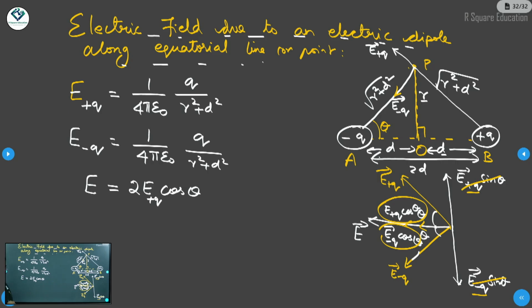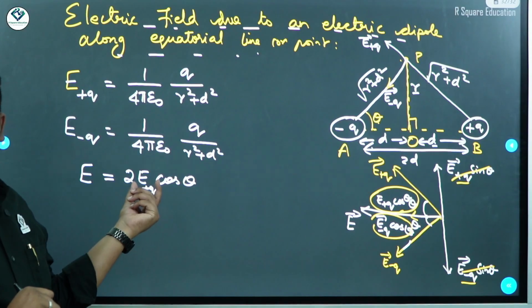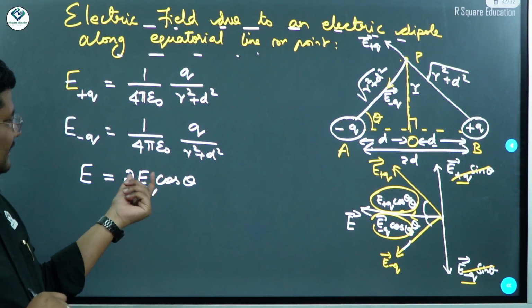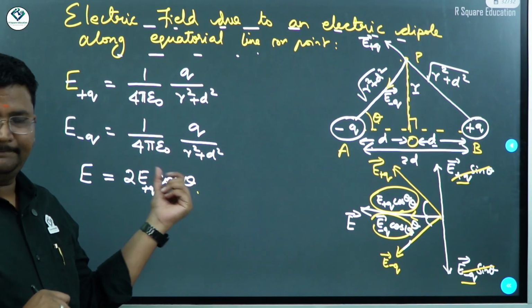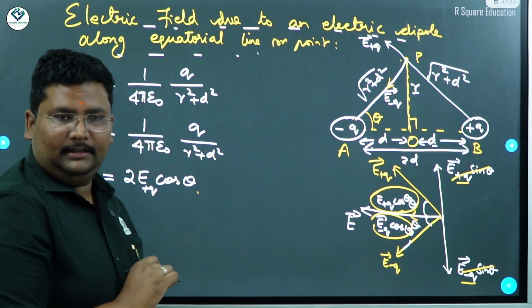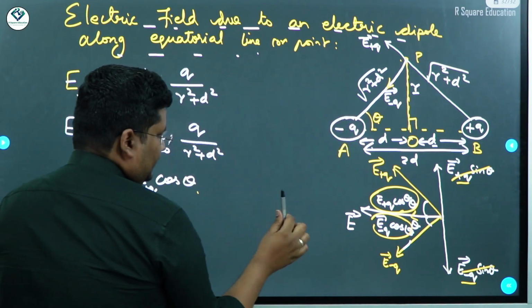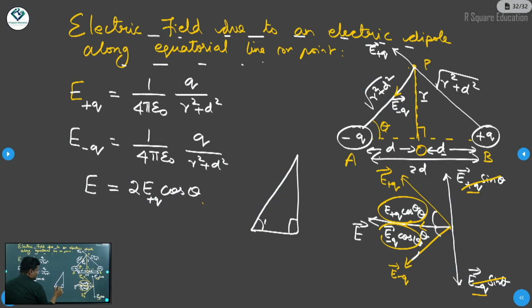Is that clear? So we have to know what is going to be the cos theta value as well as the electric field due to charge. We have found out what is going to be electric field due to charge. So can I find out what is cos theta? For cos theta, let me take this triangle. This is 90 degree, this is theta, this is R and this is D, correct?